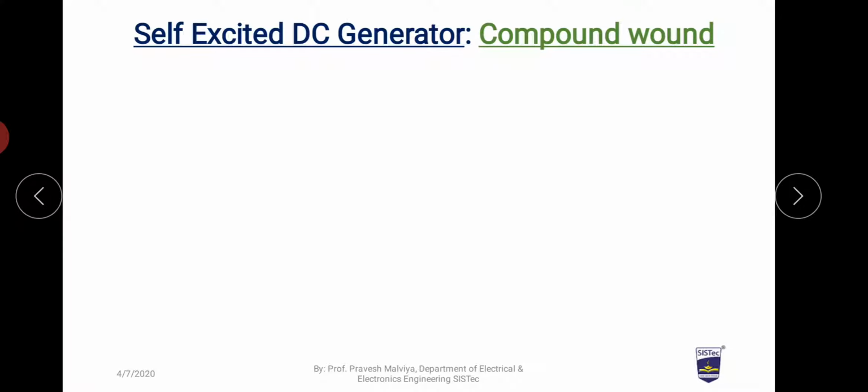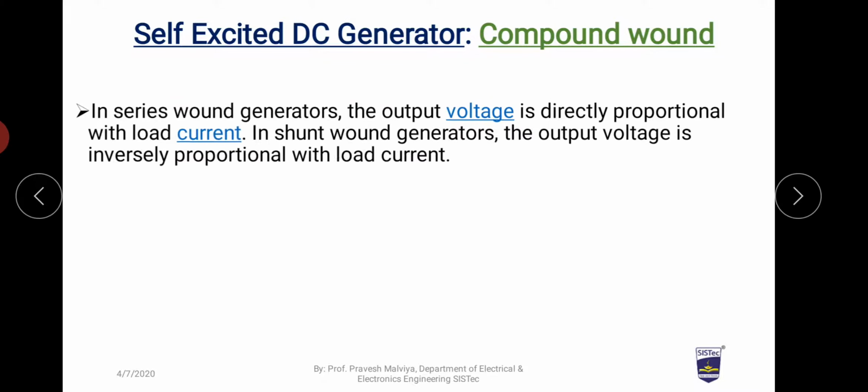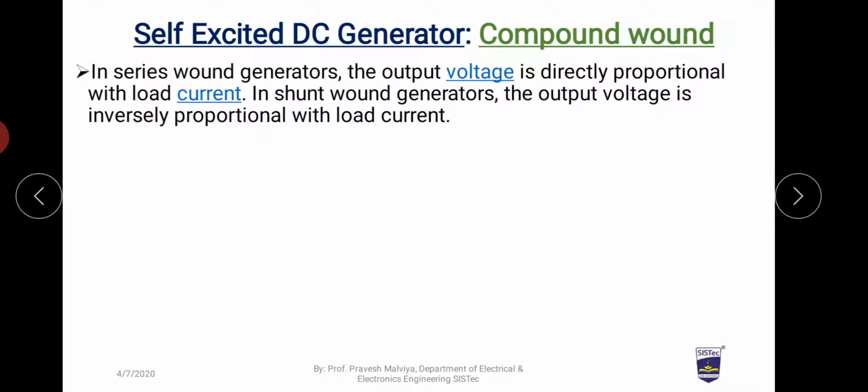Now coming to the compound wound. Till now we have seen the series wound and shunt wound in the self-excited type. In series wound the armature circuit was connected in series with the field circuit, and in shunt the armature circuit was connected parallel to the field circuit. But when we talk about the compound wound, we find both these connections here.